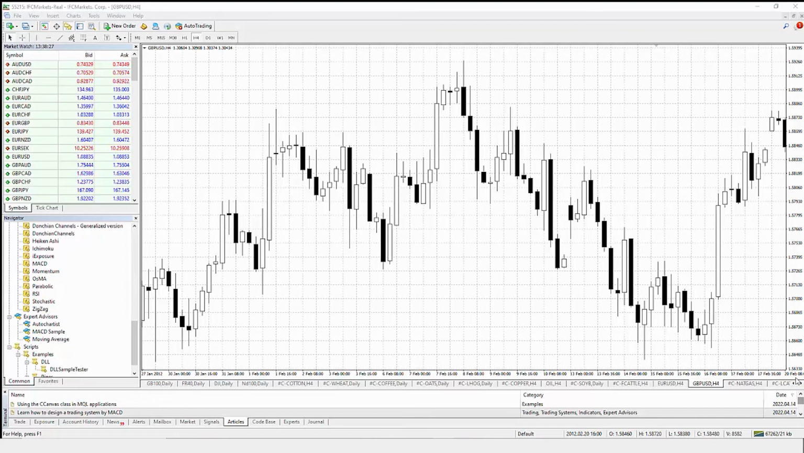Hello, in this video we will identify a head and shoulders chart pattern. The head and shoulders chart pattern is a trend reversal pattern. It usually appears as the final stage of a developed uptrend.